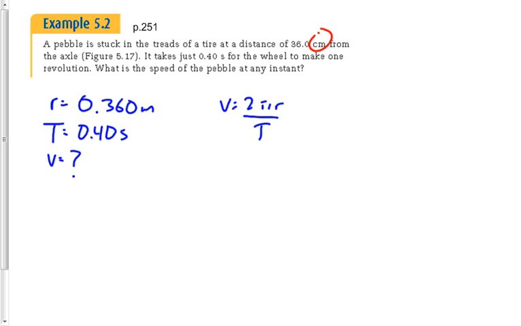We're going to say v is equal to 2 pi r over T. It's 2 times pi times 0.360 divided by the period of 0.40 seconds. We end up getting 5.65, or 5.7 meters per second.